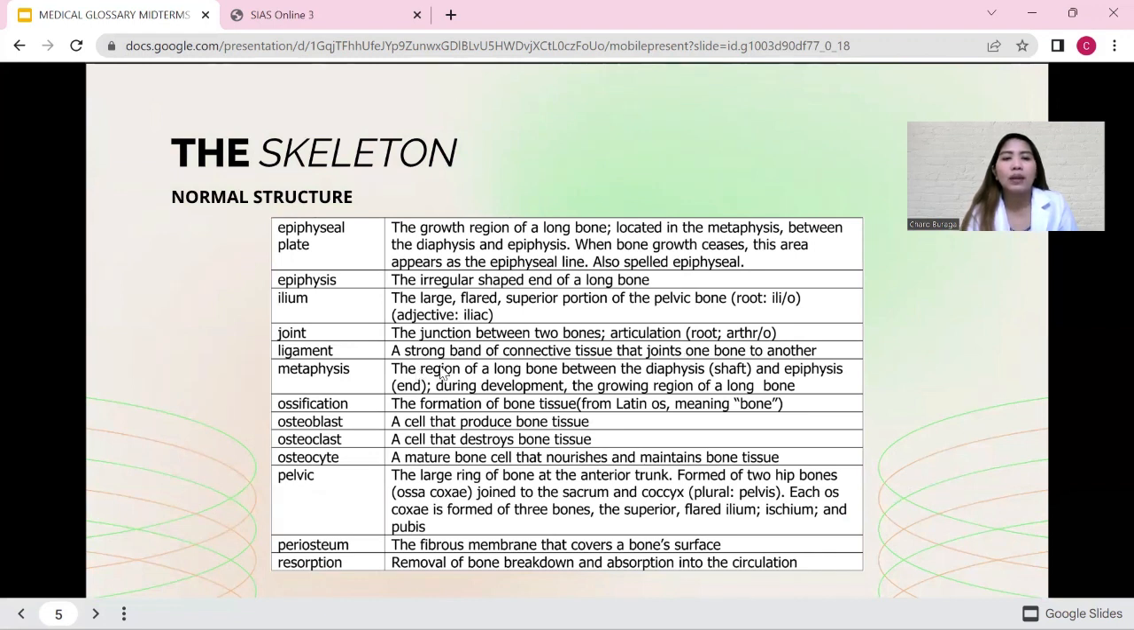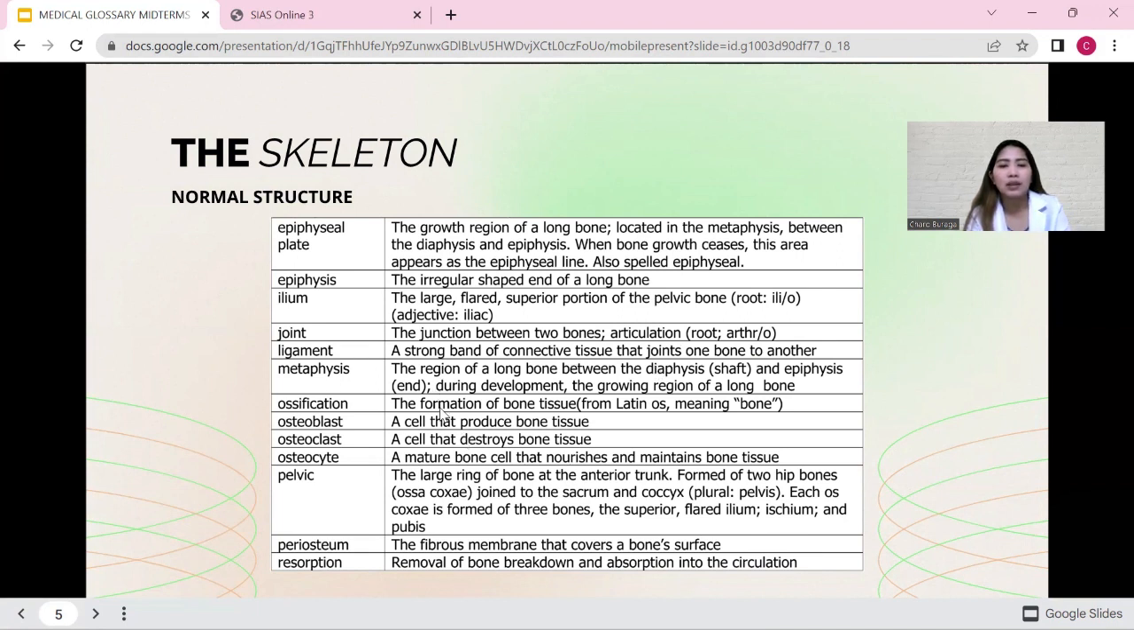Ligament, it is a strong band of connective tissue that joins one bone to another. Hindi mo ma-join ang isang bone kung wala siyang ligament. Para siyang white na fiber na nagdudugtong dun sa dalawang buto. Pag nakakain kayo ng buto ng chicken, makikita nyo yung ligament.